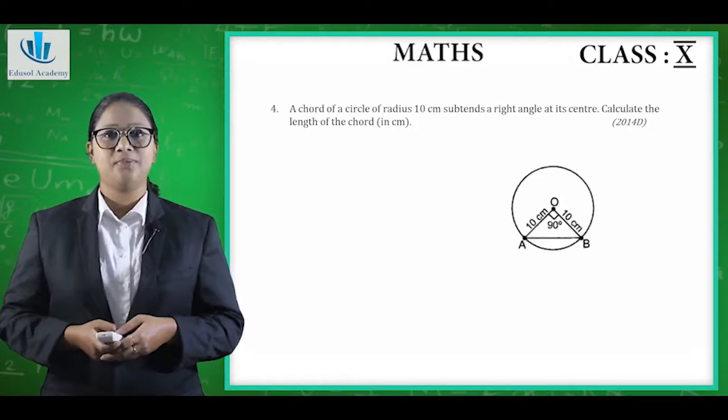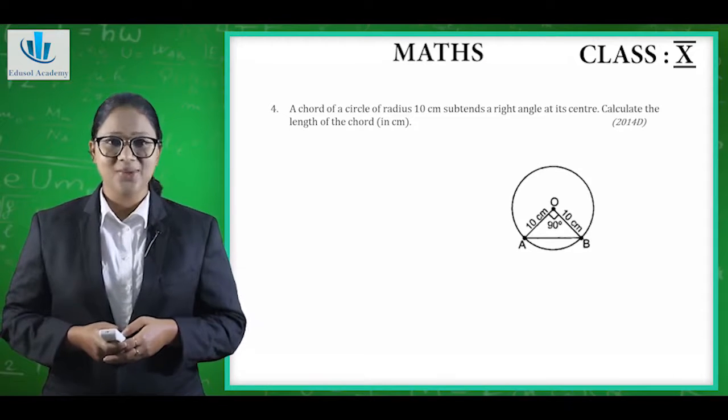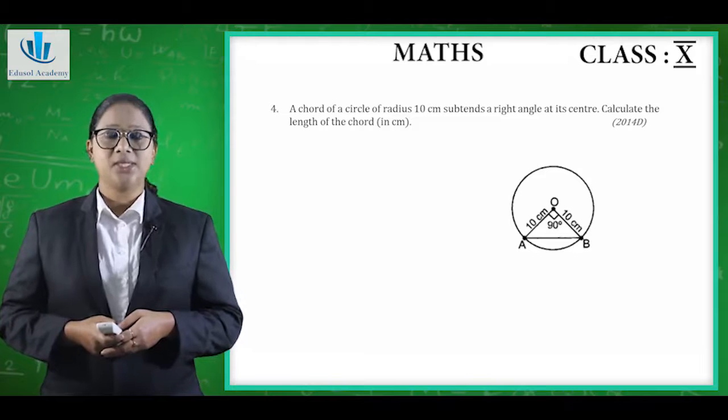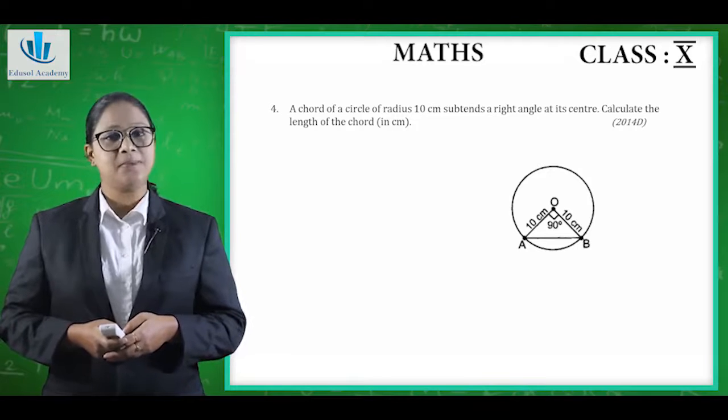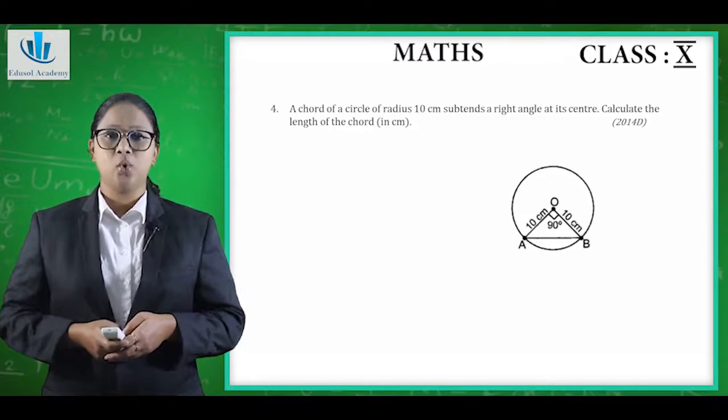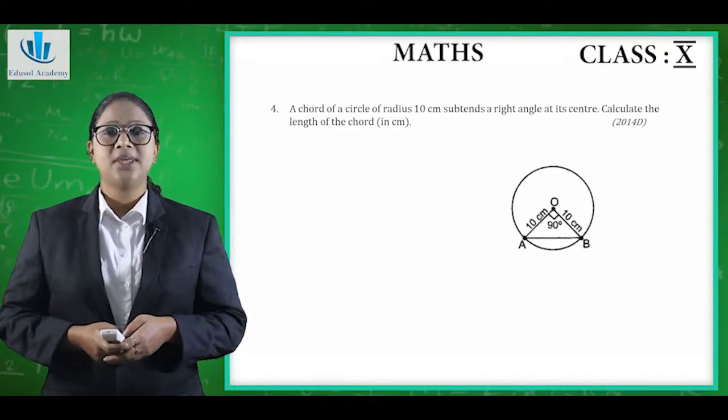Now the second question. In this one, the figure is given. So let's read the question. A chord of a circle of radius 10 centimeter subtends a right angle at its center. Calculate the length of the chord in centimeters. We can see the figure.